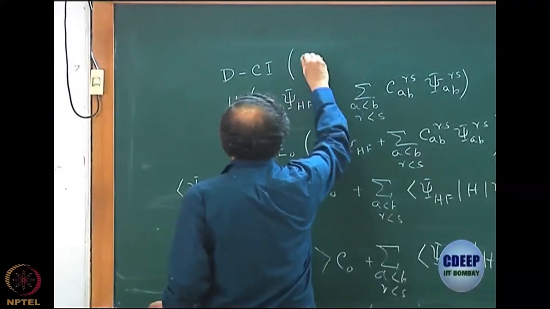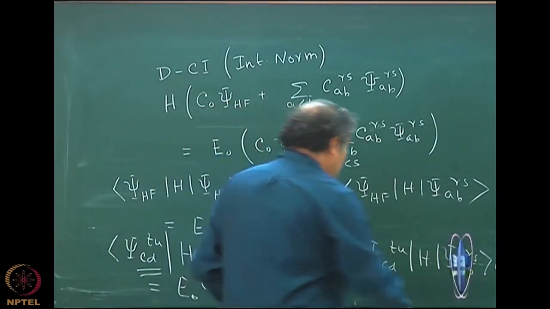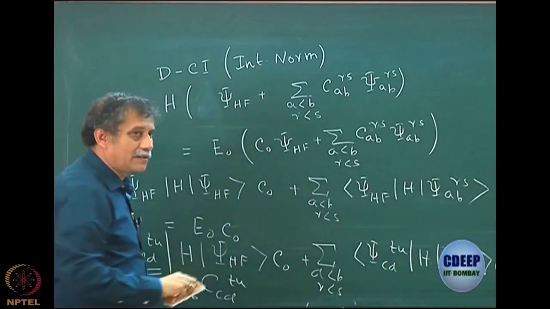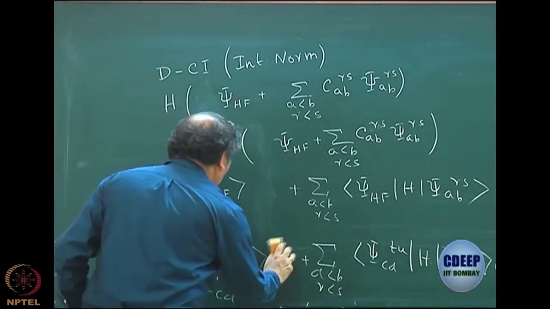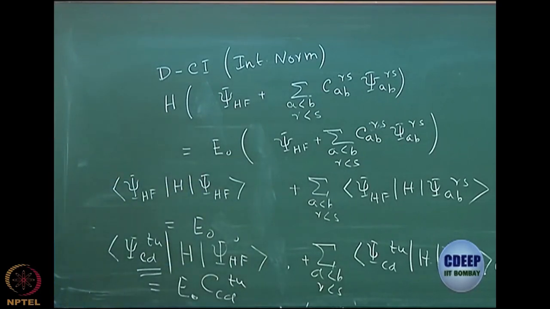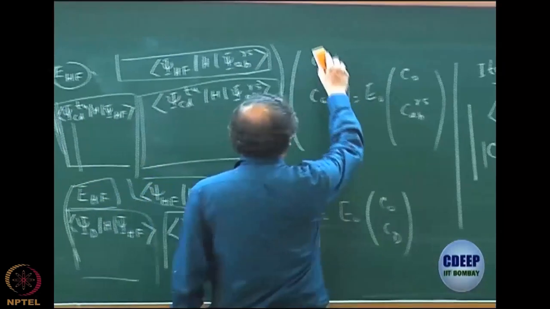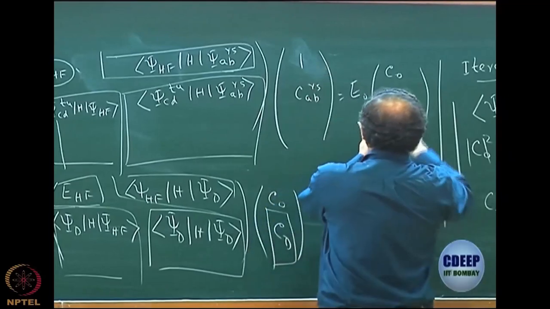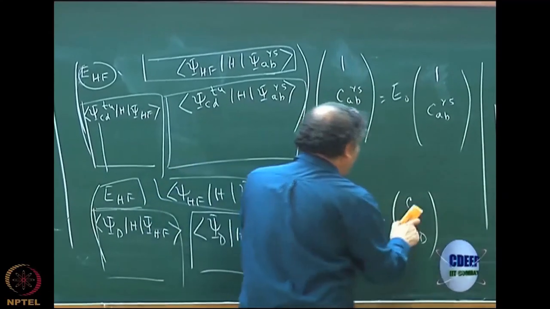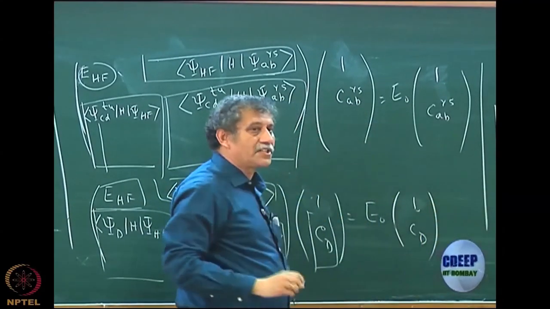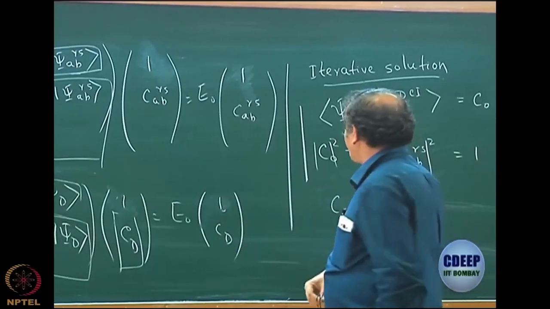So if I write DCI in intermediate normalization, then this wave function will not have C naught, because that's 1. The rest will remain as it is. So the C naught will go, this will go, this will go. Correct? So it is absolutely trivial to write it. Everything is the same, and your equation here will be exactly the same, except that this will be 1. So everywhere I can put C naught equal to 1, and immediately you can see that your wave function is now intermediately normalized.